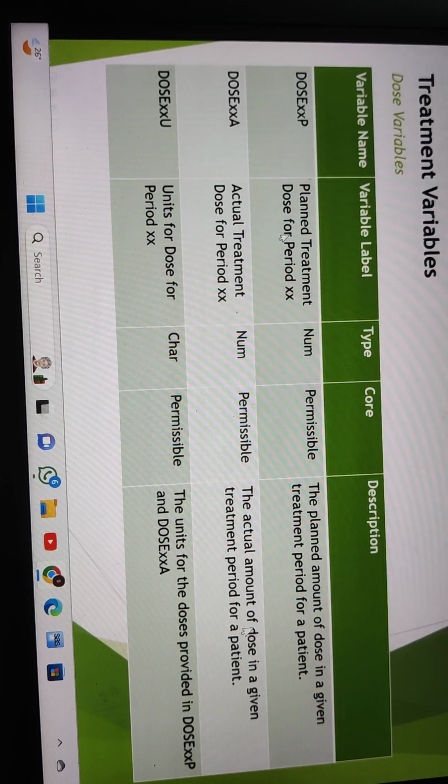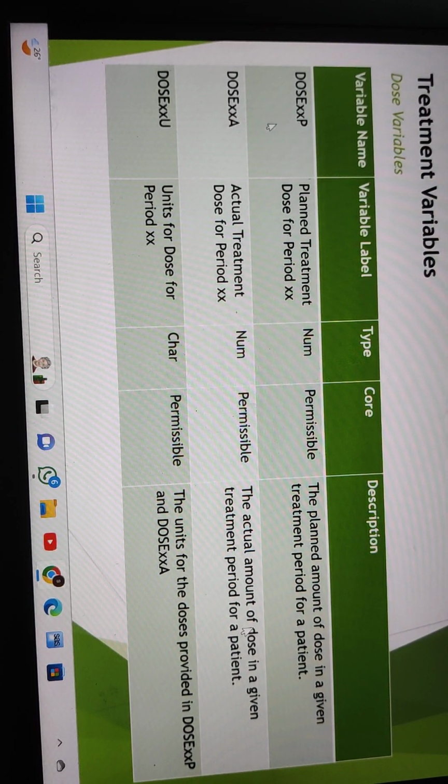For example, they have planned 250 mg for the subject, but instead of 250, the subject took 200. So the planned is 250 and the actual is 200. So there's a difference. And then dose units: what was the planned dose units, what was the actual dose units. For example, dose units, this one.